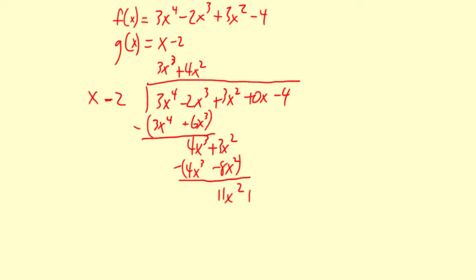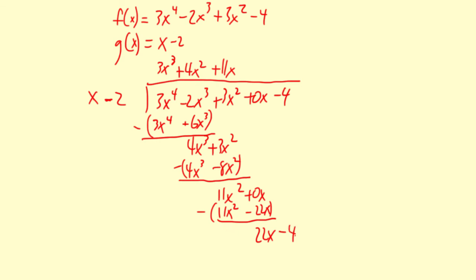Then bring down the plus 0x. How many times does x minus 2 go into 11x squared? It's plus 11x. 11x times x is 11x squared. 11x times negative 2 is negative 22x. Parentheses, subtract. 0x minus negative 22x, that's plus 22x. And then the 11x squared minus 11x squared is 0.